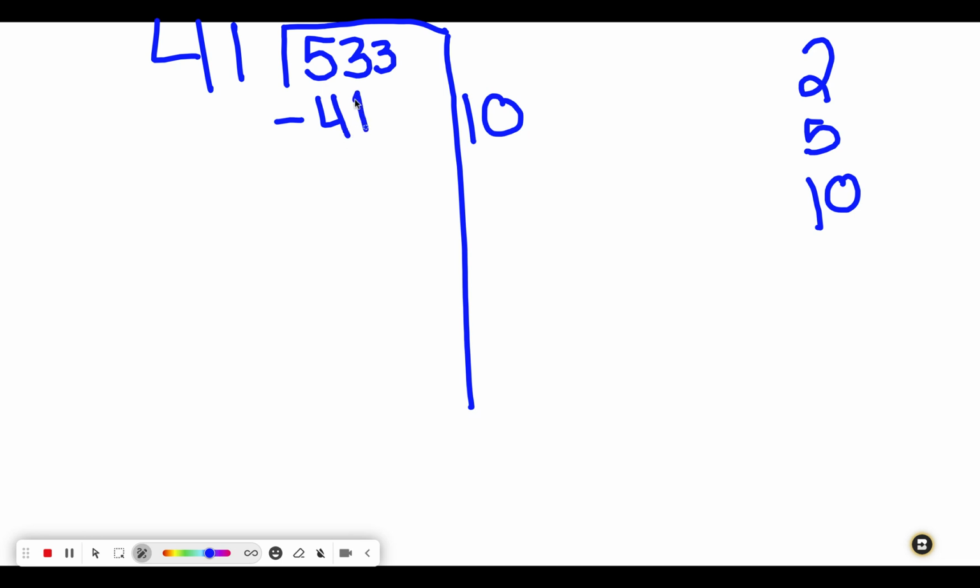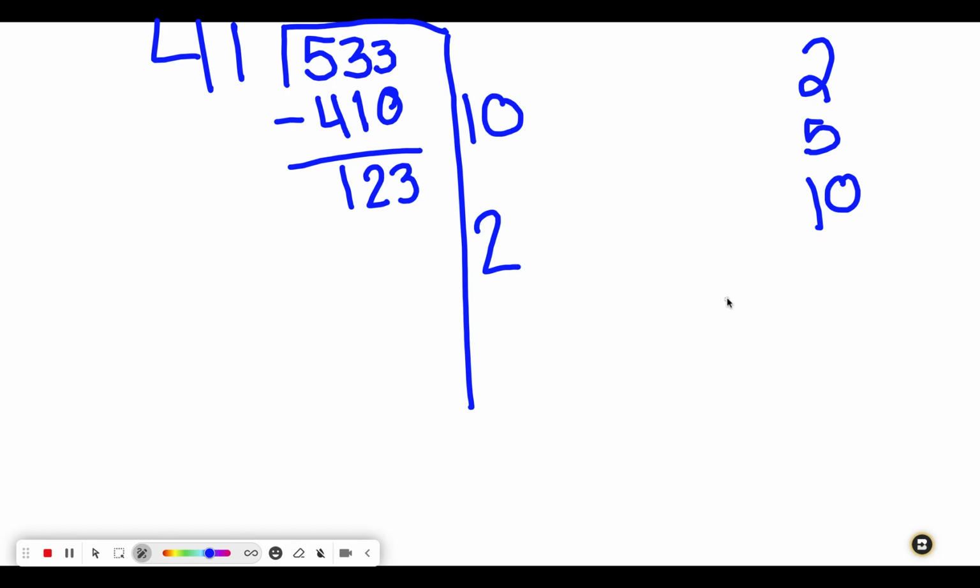So I'm going to subtract these two. 3 minus 0 is 3. 3 minus 1 is 2. 5 minus 4 is 1. Okay, well, I know right off the bat that I cannot make another 10 groups of 41. That would be way too many. And 41 really isn't that far from 123. So I'm going to try to make 2 groups.